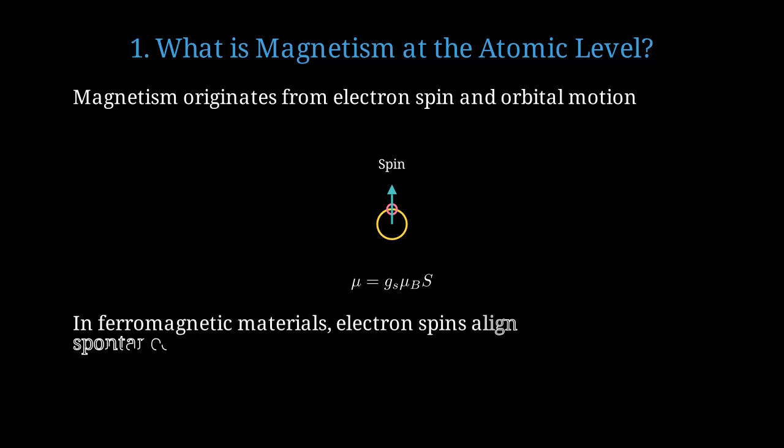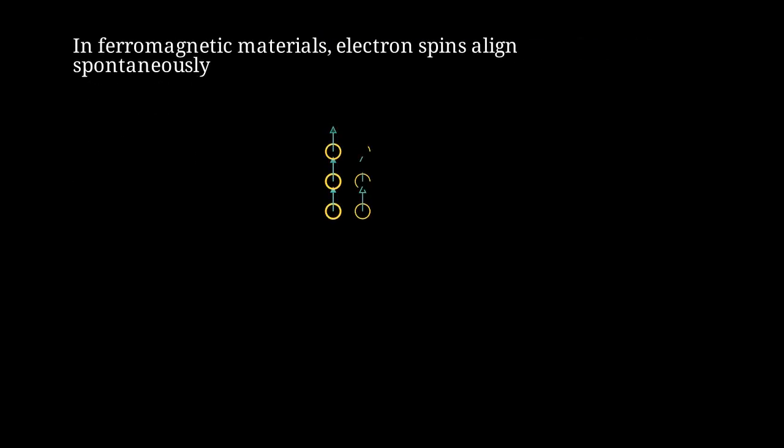In ferromagnetic materials like iron, cobalt, and nickel, neighboring electron spins naturally align parallel to each other. This creates regions called magnetic domains where millions of atomic spins point in the same direction, producing a strong net magnetic field. To understand the size limit, we need to understand magnetic domains in bulk materials.